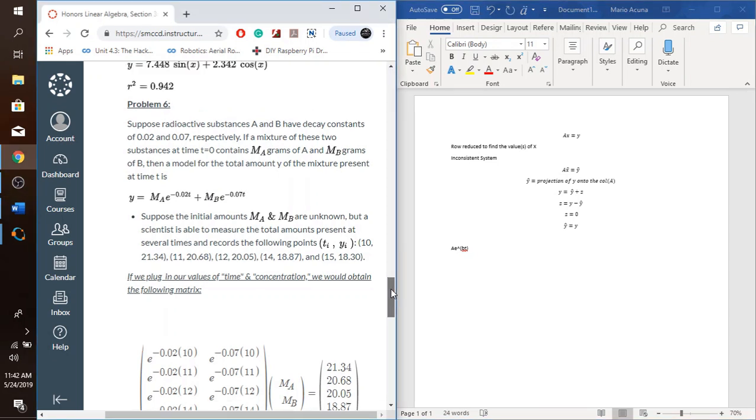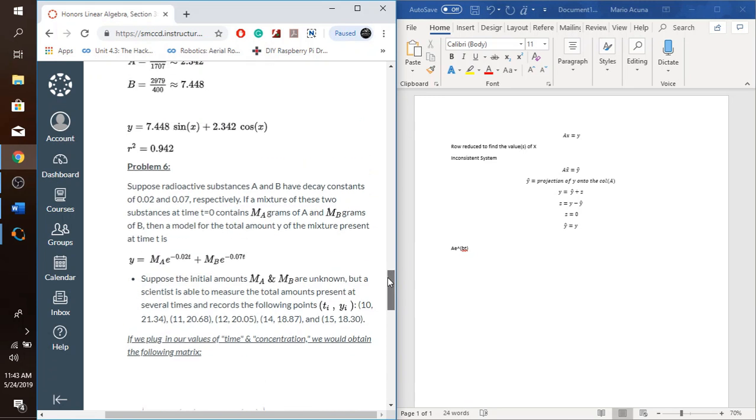And I worked on two problems that have to do with growth factors. So you're given a growth factor, and then you had to find the value of the constants, the initial amounts or concentrations, for example.